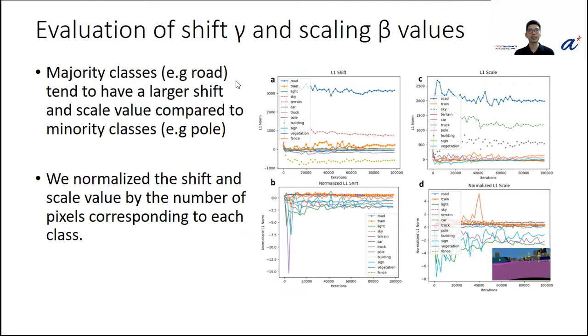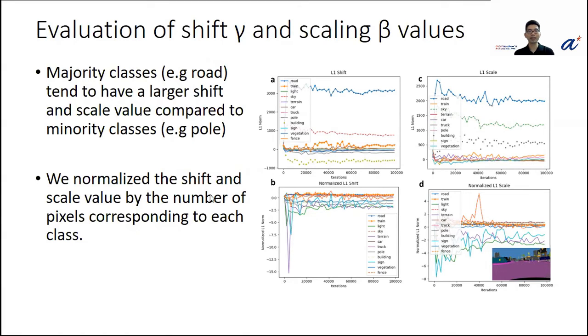What we observe is that majority classes tend to have a larger shift and scale value compared to minority classes, as seen in figures A and C here. You can see here that majority classes, such as the road, have much larger scaling and shifting values compared to minority classes, which generally fluctuate around zero.